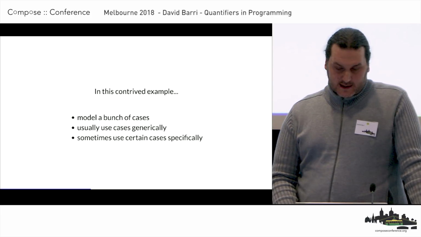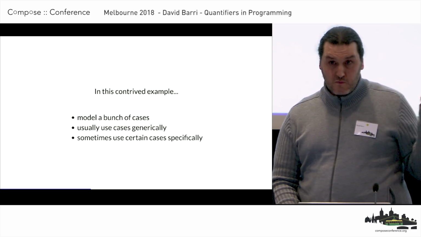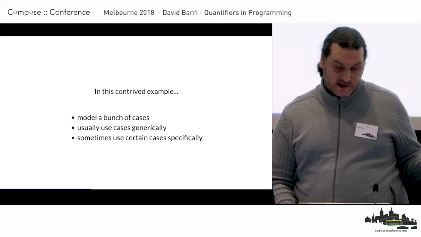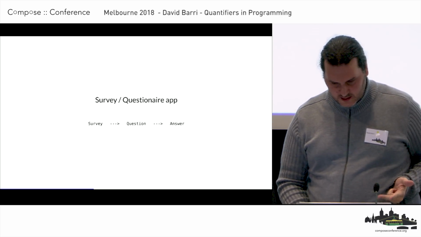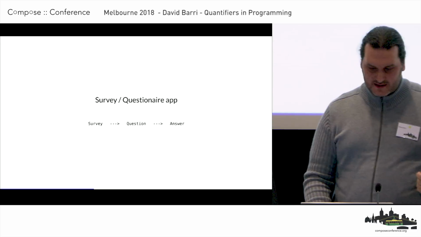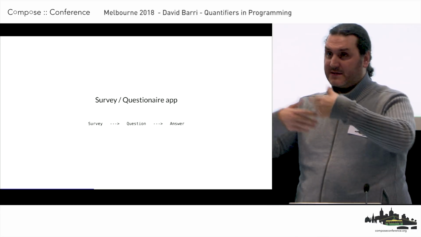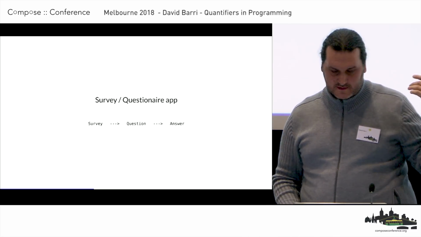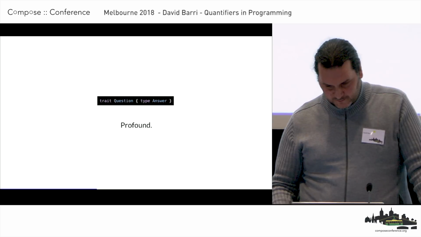So let's look at a contrived example. In this example, we're going to have a bunch of cases. Most of the time, we're going to use those cases generically, but then sometimes we're going to use them specifically. So we're going to build a survey/questionnaire app. A survey has a bunch of questions. We give that to a user. The user responds with answers. How would we model this?